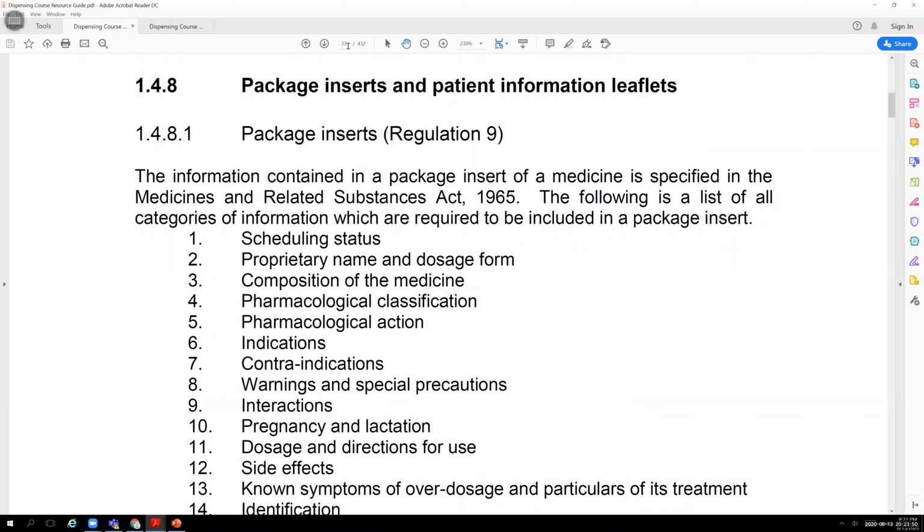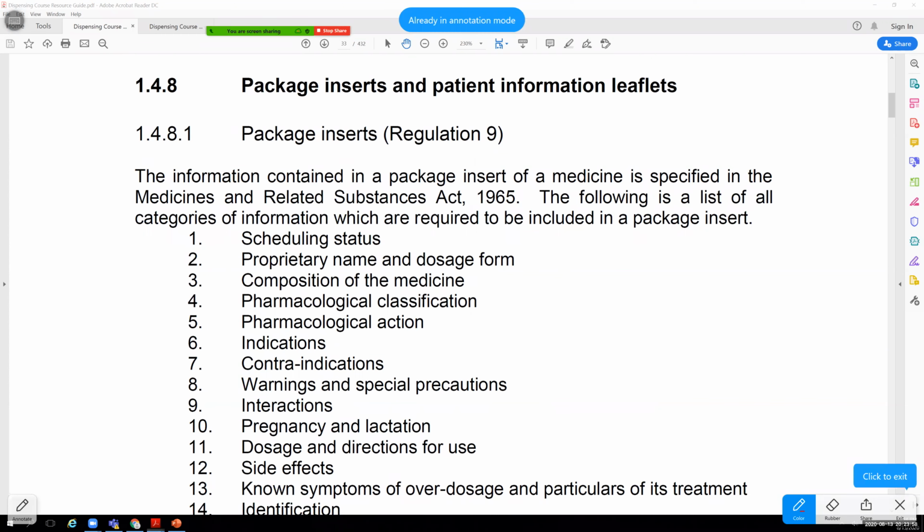And then the medicines, and really you have to read the act. If you want to pass, please, my dear sisters, this is an act that you need to familiarize yourself with, the Medicines and Related Substances Act, and then Regulation 9. Regulation 9 of the Act is the one that deals with package inserts specifically. So it says, information contained in the package insert of the medicine is specified in the Act, and the following list and categories of information must be included when you design a package insert.